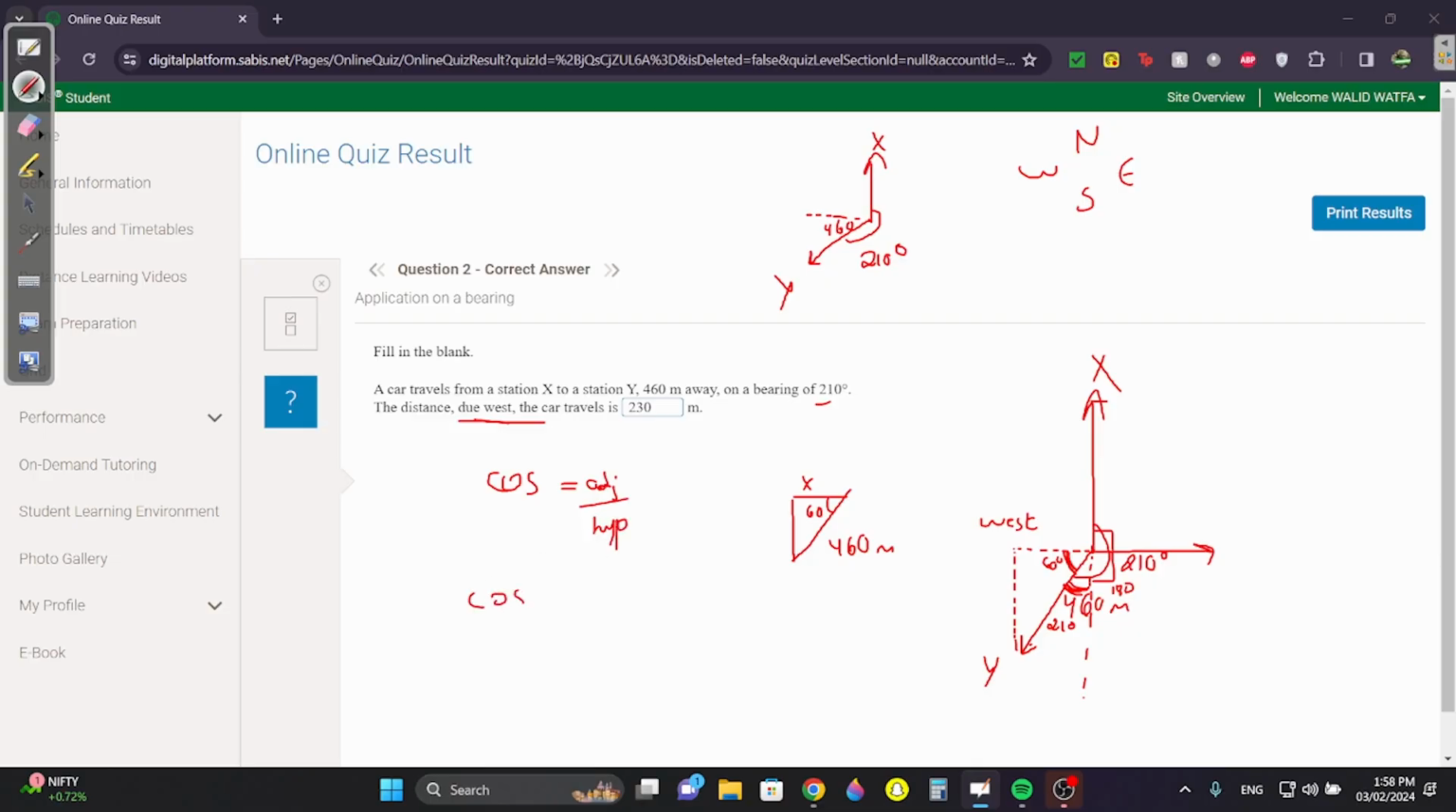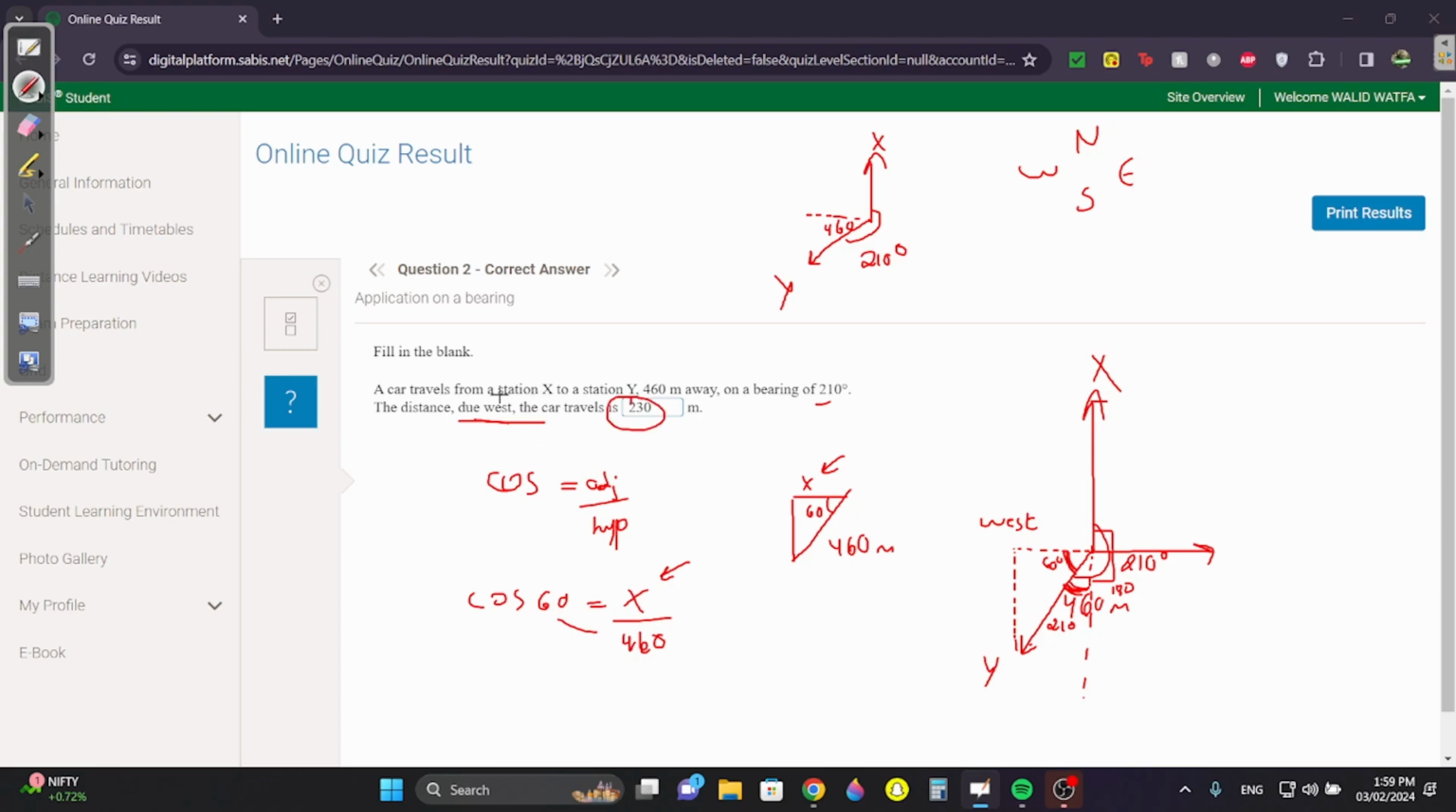Okay, so cosine 60 equals the side adjacent, which is x, over the hypotenuse, which is 460. The hypotenuse is the longest side, and x is the one adjacent to 60. So how do you find x? Cosine 60 times 460, you get 230 meters.